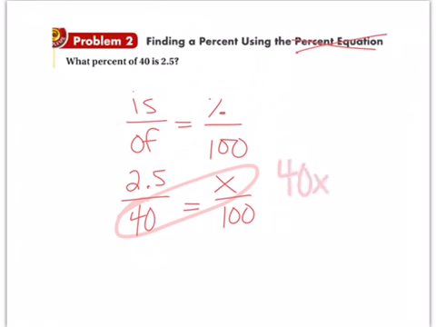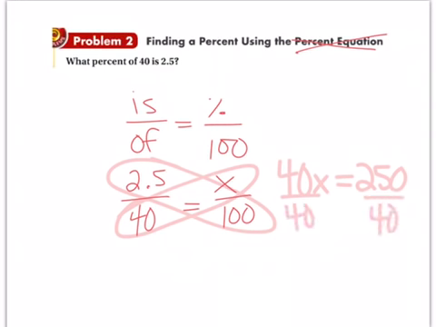So 40x equals 250. Divide by 40, and we get 6.25.